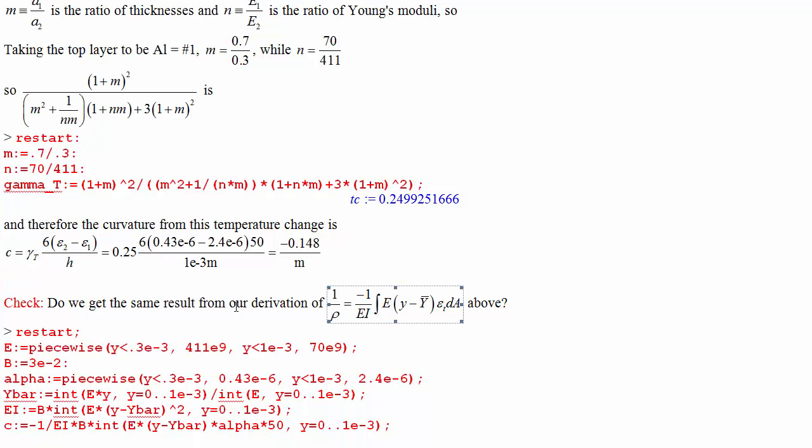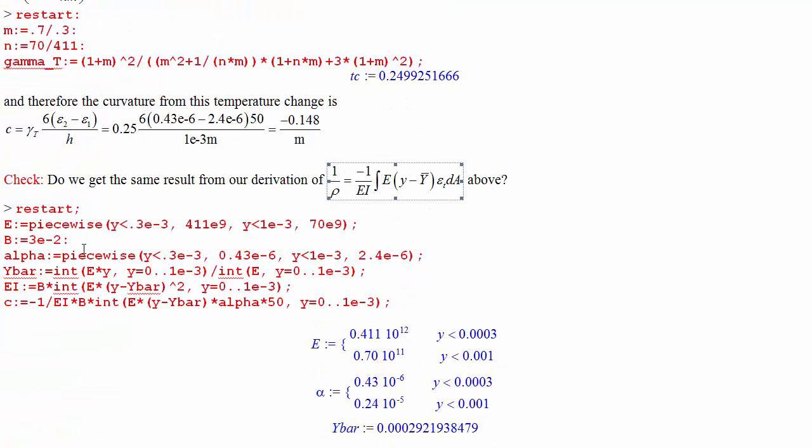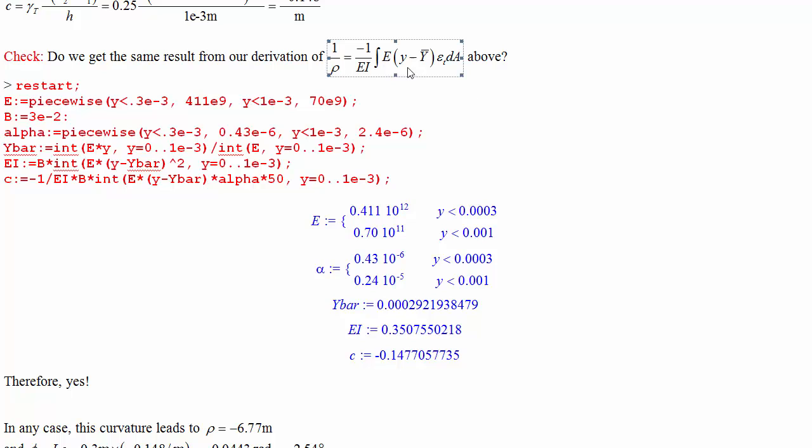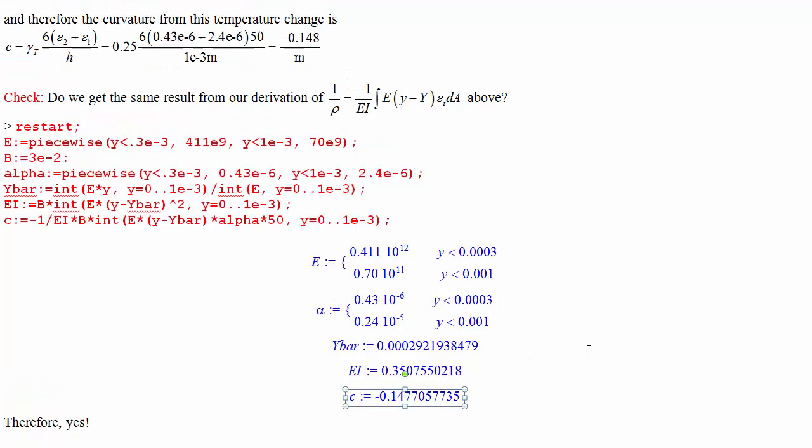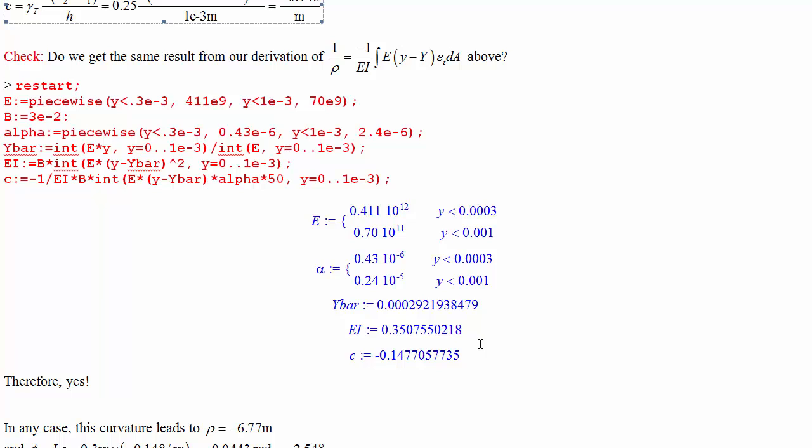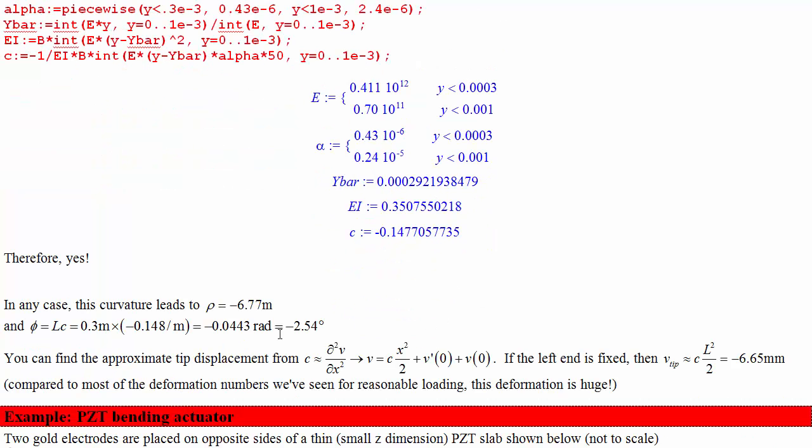Now, the check is, do we get the same result from the derivation that we had above? Substituting in the Young's modulus and thermal expansion coefficient as piecewise functions. Sure enough, yes, exact same curvature. So how much of a bending angle does this curvature lead to for the 30 centimeter long strip? About 2.54 degrees, and that means a 6.65 millimeter deformation at the end.